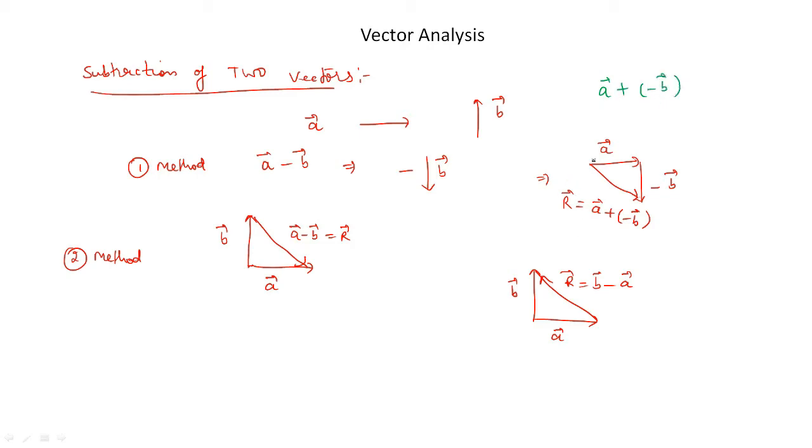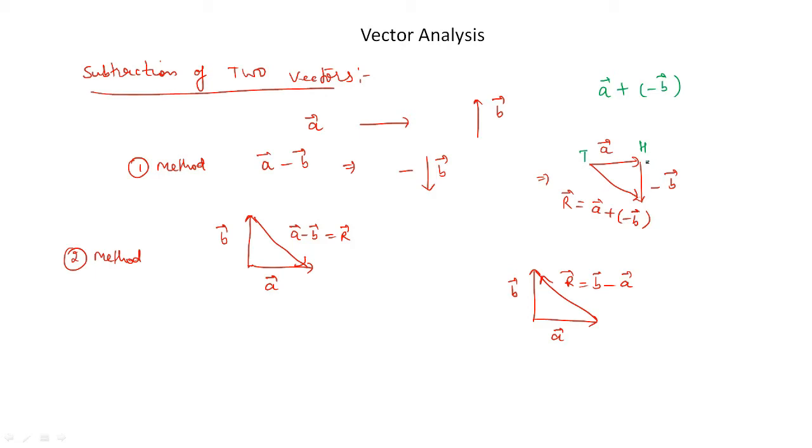So here you can see that first I will draw a vector A. This is the tail of the vector A and this is the head of the vector A. Now in addition, you know that we start from the head of the first vector if we have to add a vector.